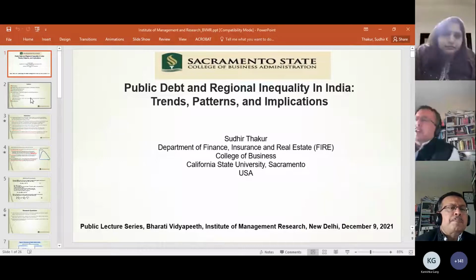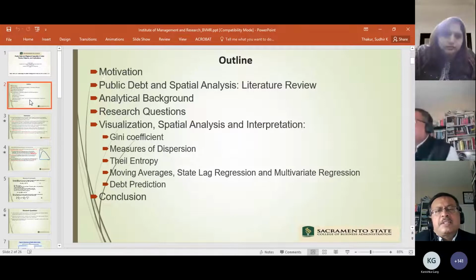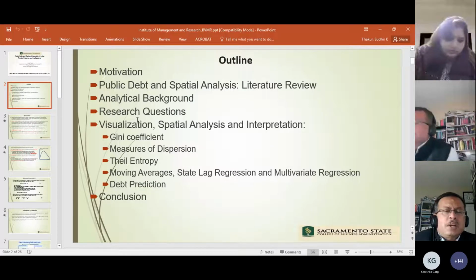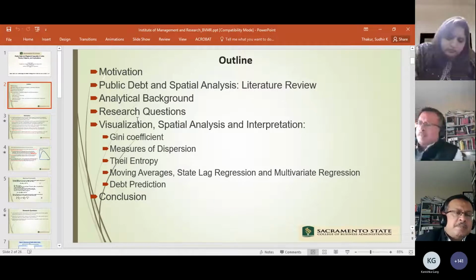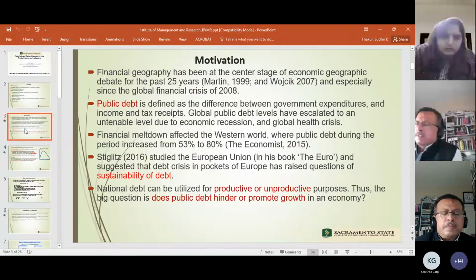So my talk is going to be divided into the following sections. I'm going to provide a motivation and then give you a brief literature review on public debt and spatial analysis. And then I'm going to use a very simple background by Blanchard, the MIT economist, and then pose my research questions and show you a lot of results, a lot of output, and then make some concluding remarks.